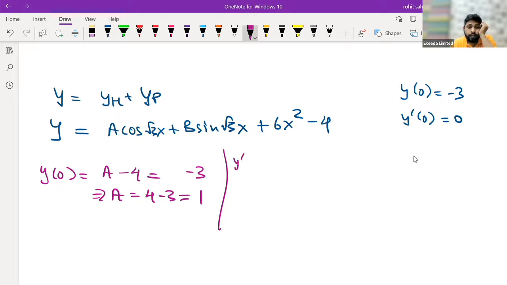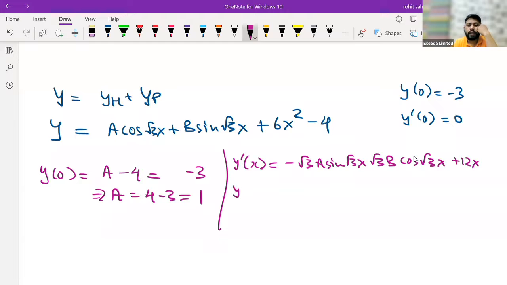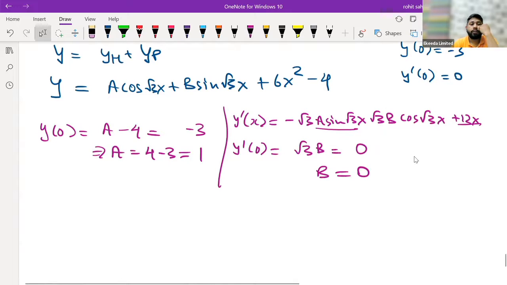Y differentiation, y dash of x, what will it become, tell me: minus root 3a sin root 3x, root 3b cos root 3x, 6x square will become 12x. So y dash of 0, this term will be 0, this term will be 0, only root 3b remains, and that is equal to 0 only. Y dash 0 is given, that means b should also be 0. So now we have found the value of a and b also.